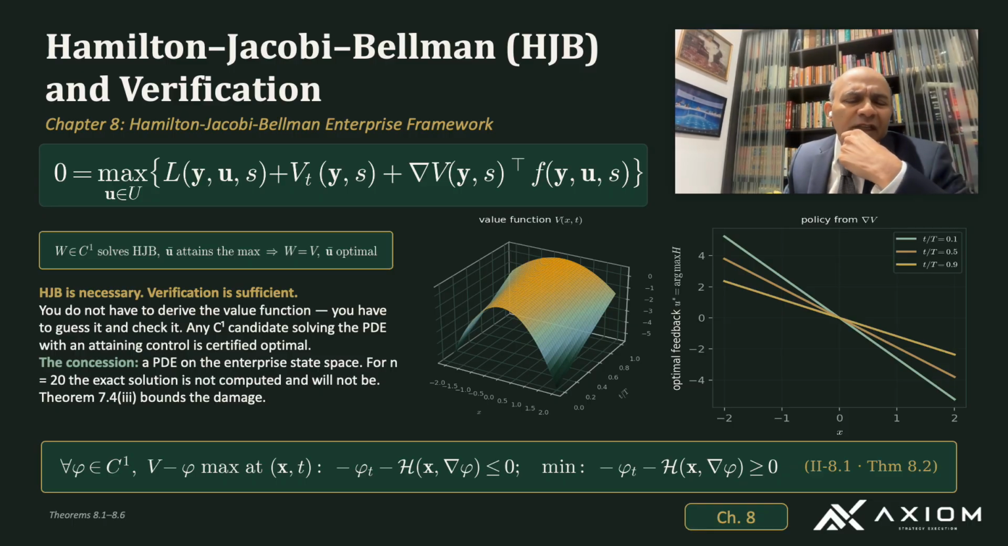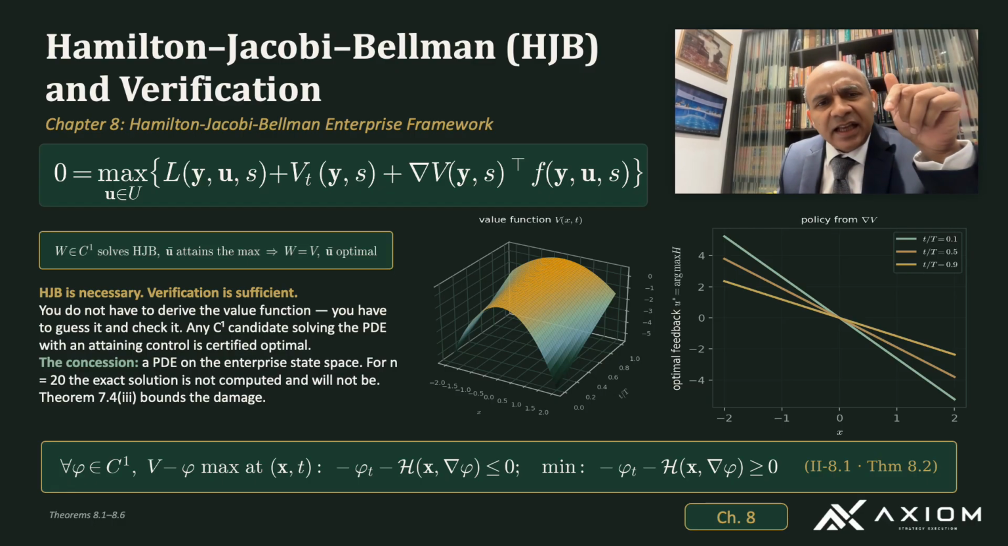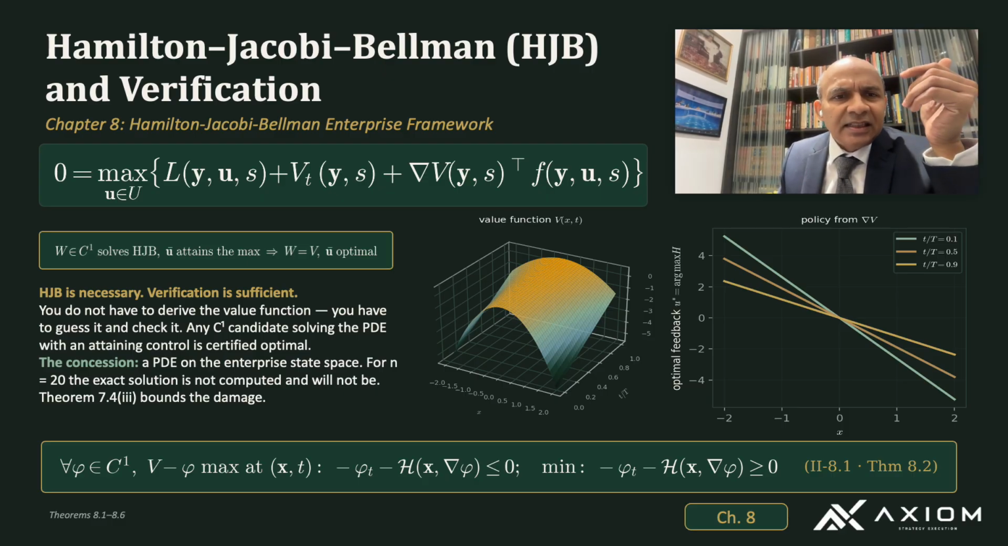The HJB enterprise framework in Chapter 8, Theorem 8.1, the HJB equation. If the enterprise value function is smooth, it satisfies the HJB equation, so the optimal policy is obtained by maximizing the instantaneous reward plus the value of the induced state evolution at each point in time.